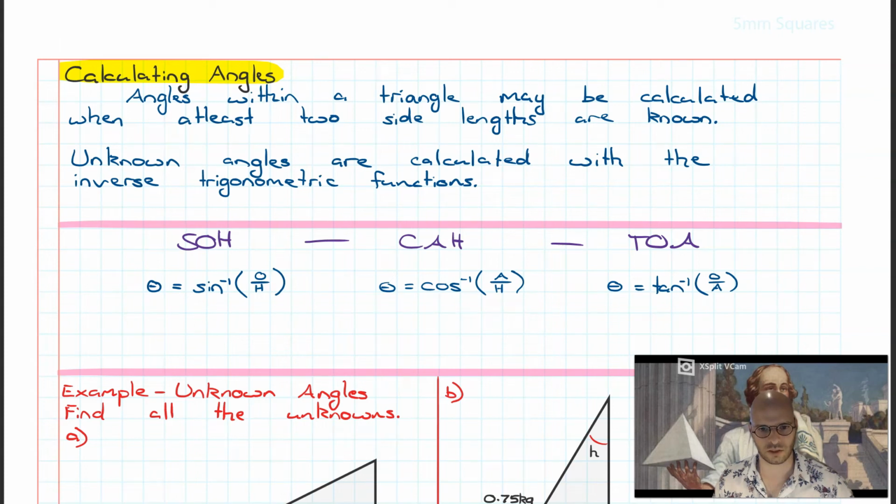Welcome to this video on the topic of trigonometry. In this video, we're going to have a look at how we can calculate unknown angles within right-angled triangles.